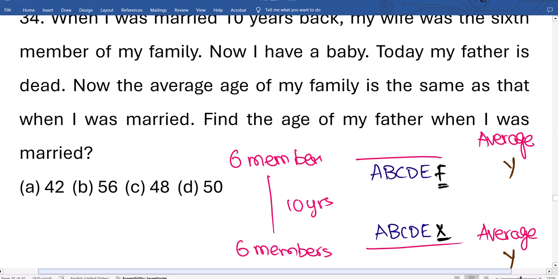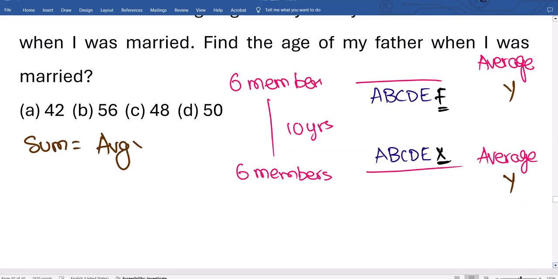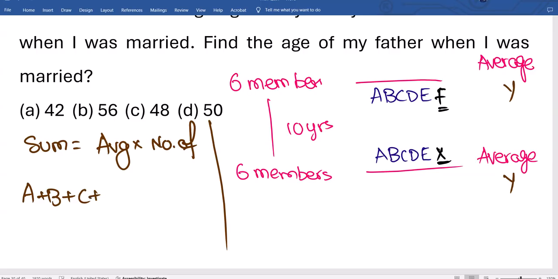We can subtract this one and that one. Right, so fine. Okay, 10 years before, what is the sum? Sum is average into number of persons. Ten years ago, the summation is A, B, C, D, E, and F. The average is Y, and 6 people are there, so 6Y. I think you are okay with that.